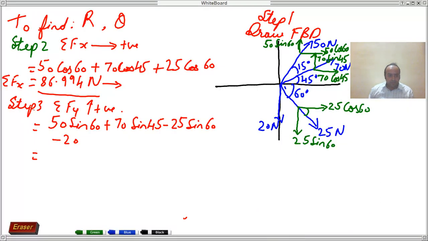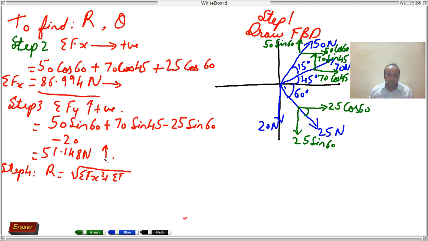Okay, so I can write it 51.148 Newton. And of course, the value is positive, it will be acting in vertically upward sense. Now step 4, R, that is magnitude of R, is given by root of summation of Fx square plus summation of Fy square. So here it will be root of 86.994 square plus 51.148 square.